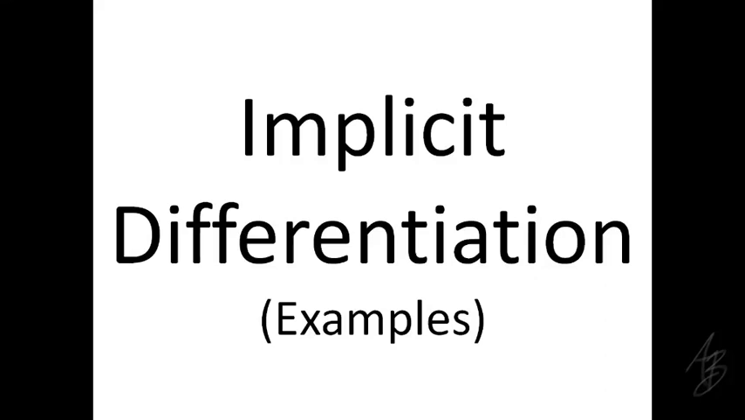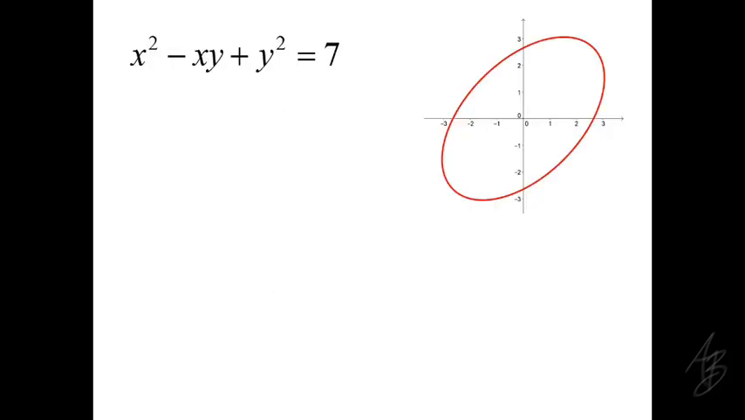In this video, I'm going to work through a few examples of finding the derivative of relations that are implicitly defined. The first example we're going to look at is the equation of an ellipse, x squared minus xy plus y squared equals 7, and that ellipse is pictured right here.